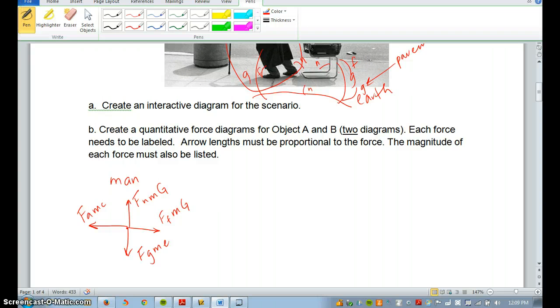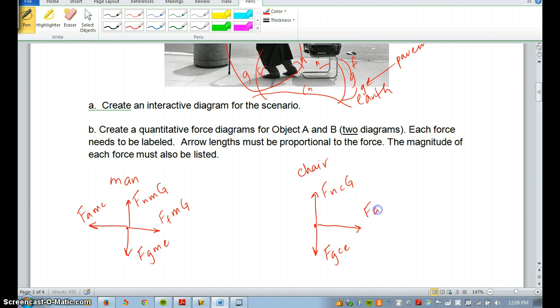I'm going to do the same for the chair. I know the chair has a gravitational force that's between the chair and the earth. I know that it has a normal force that's going to be between the chair and the ground. And in this case, the man is pulling the chair, but also the chair is pulling the man. So this is going to be the chair.